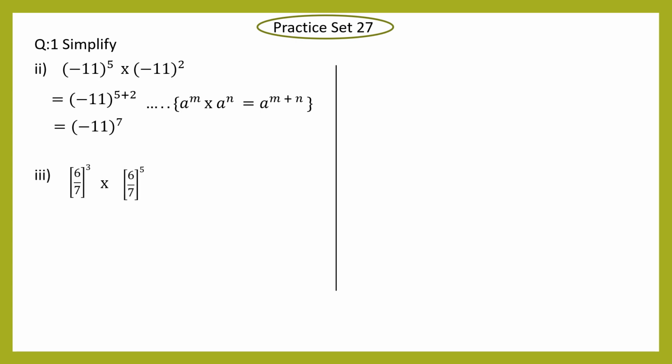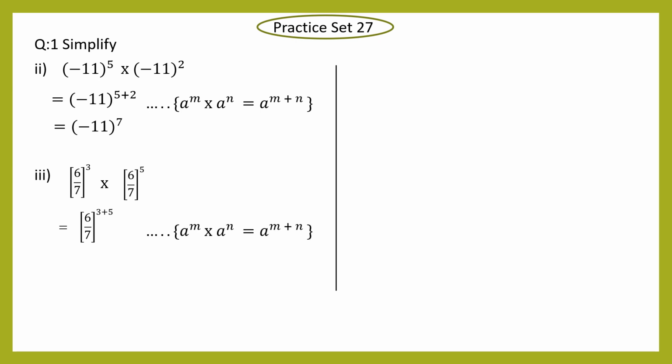Sub question 3. 6 upon 7 raised to power 3 into 6 upon 7 raised to power 5. Now, dear children, you can observe the base of both the numbers expressed in index form is the same. That is 6 upon 7. Base is the same, and in between we can see a multiplication sign. So the powers will be added. Let's go to the next step. So 6 upon 7 base we will write one time, and the powers will be added. That is 3 plus 5.